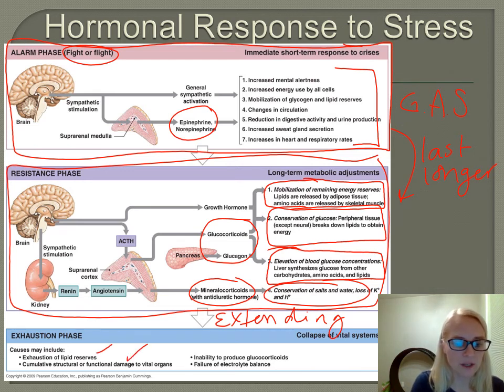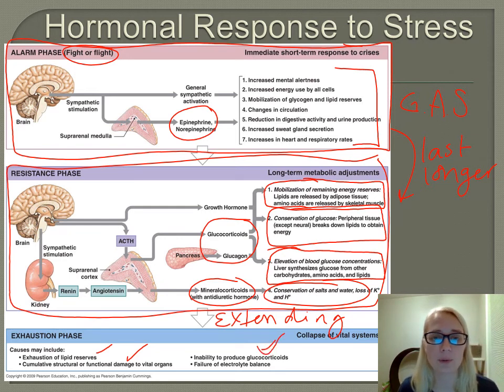You have cumulative structural and functional damage to your organs. Your kidneys are going to start failing. Your pancreas is going to start failing. Your adrenal cortex is fatigued. You cannot produce any more glucocorticoids to help regulate your blood glucose levels. Your electrolyte balance is off. Your potassium, your sodium, which are really important for your neurons to function. And then you're just going to get organ failure and eventually die.